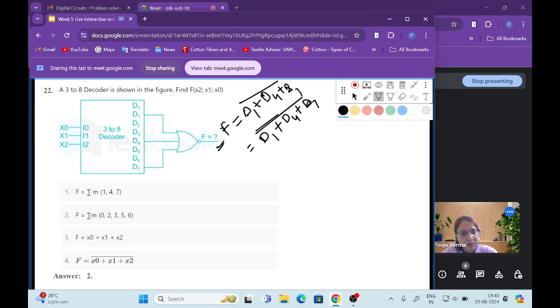Okay. So what are the possible combinations? Already we know that from the truth table of the decoder. So it is x0, it is in capital, so write it in capital.